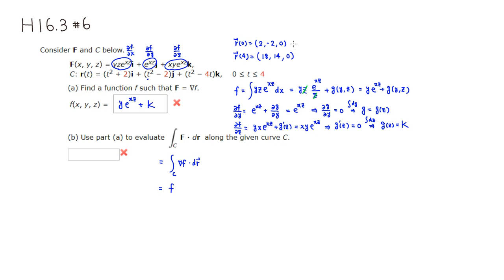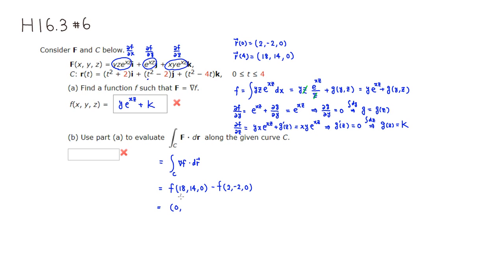Then 16 minus 4 times 4 is actually 0. So all we have to do is first plug in the ending point, which is 18, comma, 14, comma, 0, and then subtract the starting point, which is 2, comma, negative 2, comma, 0. So you have y is 14 and z is 0.